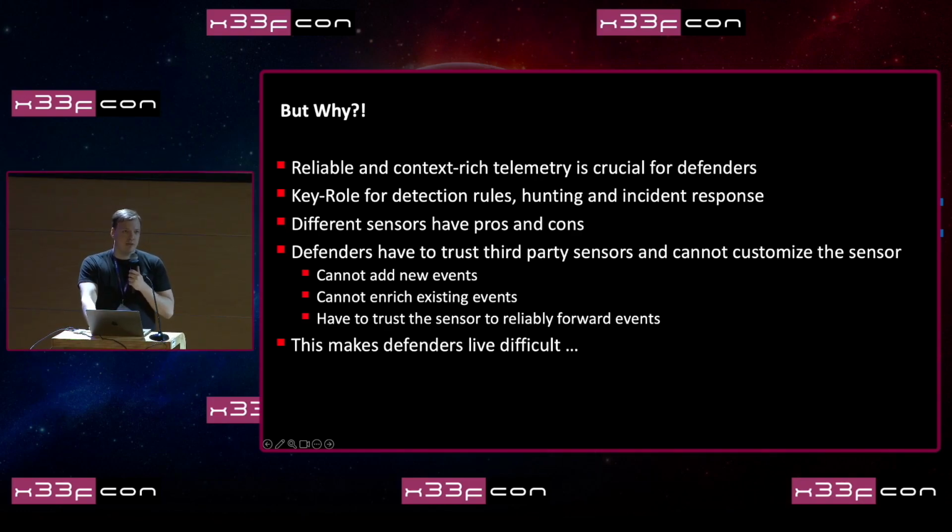cannot add new events to the sensor. We cannot enrich existing events. And most unfortunately, we have to trust that the sensor actually does what we think it does to reliably collect and forward telemetry, which can make our life actually very difficult.